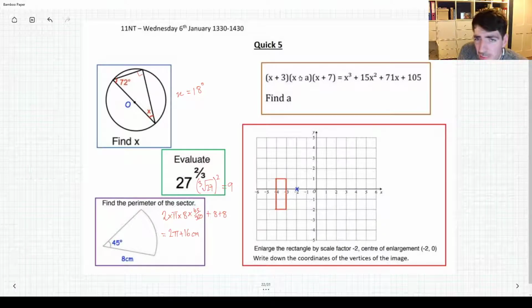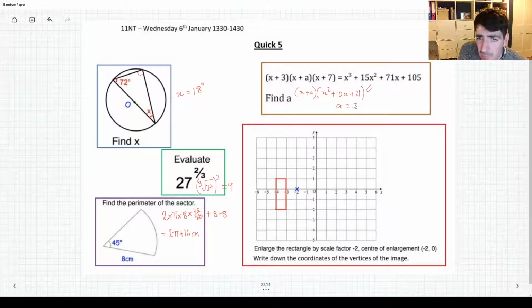This orangey coloured one up here, well, this one's a bit more tricky. What I would suggest that you do though is expand the two brackets on the left, the x plus 3 and the x plus 7. So I'm just going to reorder them and put the x plus a at the front, and then I'm going to times together x plus 3 and x plus 7 to get x squared plus 10x plus 21. And we know that that equals this cubic. So now we can look at it. We know that a times 21 must be 105. So therefore a needs to be 5.